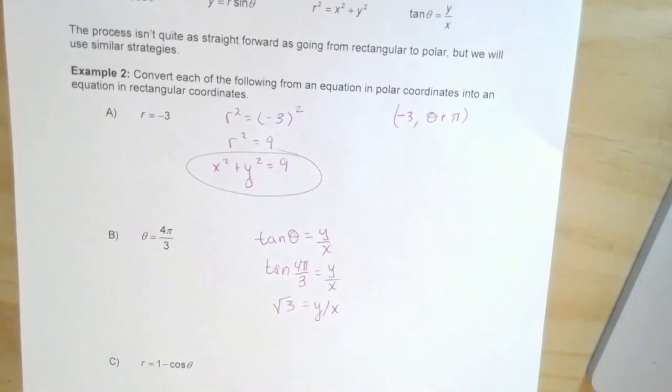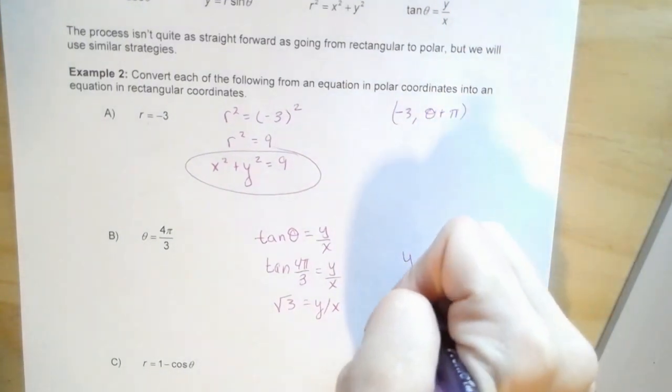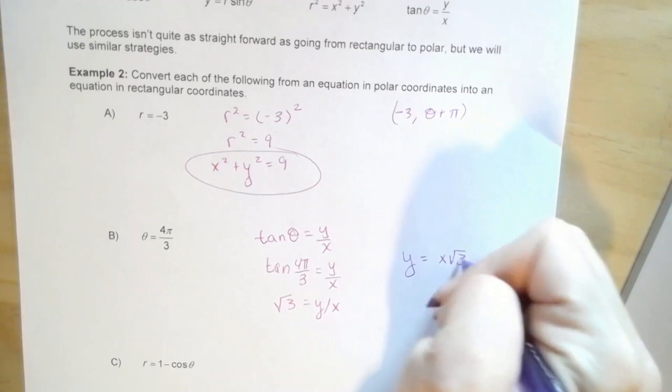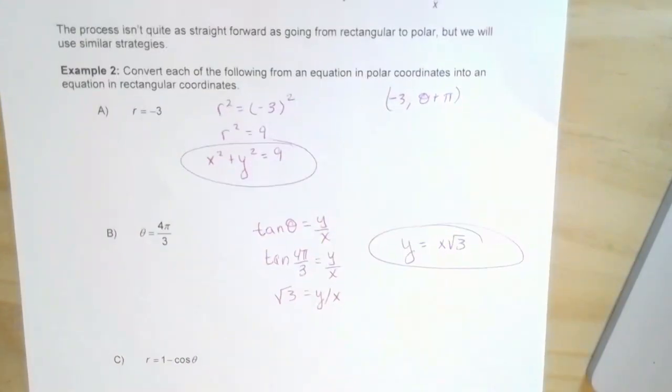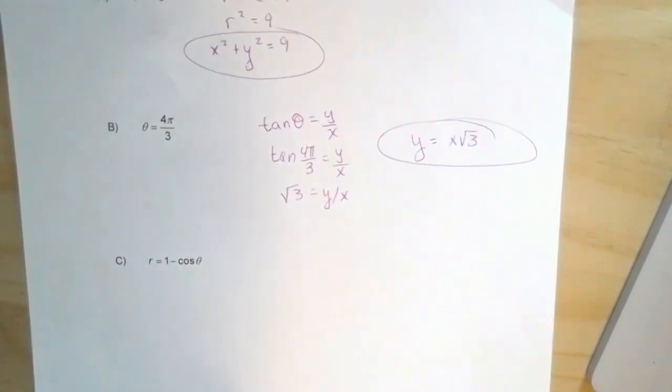Let's solve for y to make this prettier. So that would give me y equals x square root of 3, and we are done. Right? We just want our equations in x and y's because we're going to rectangular.